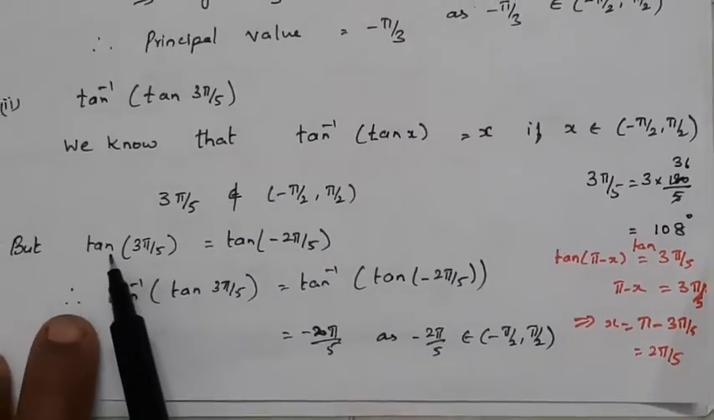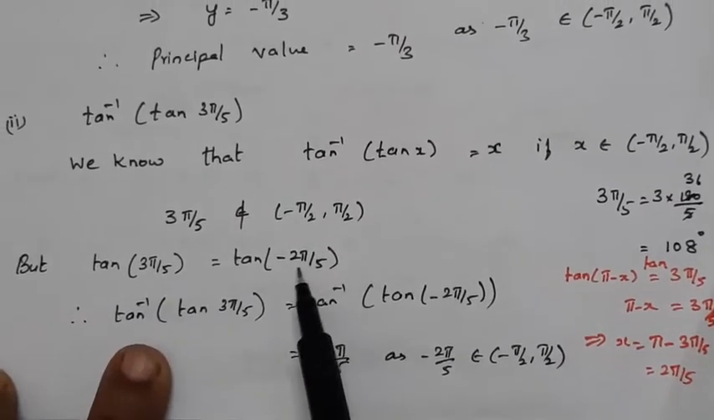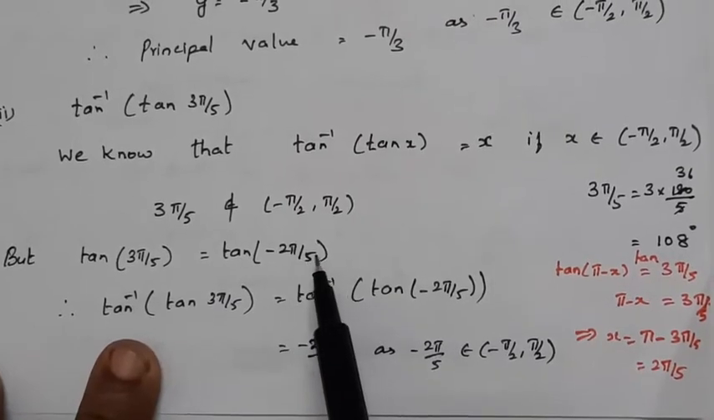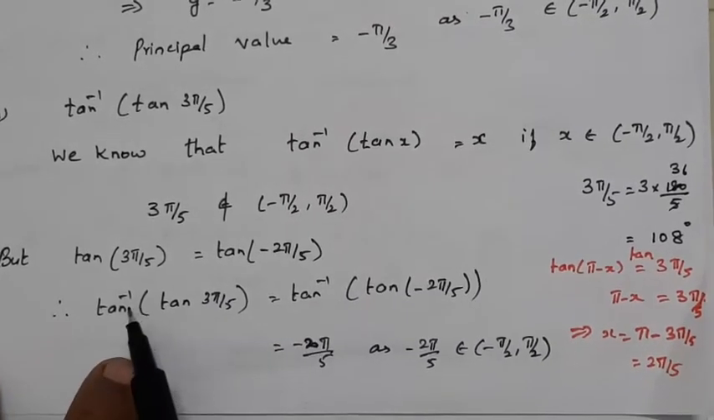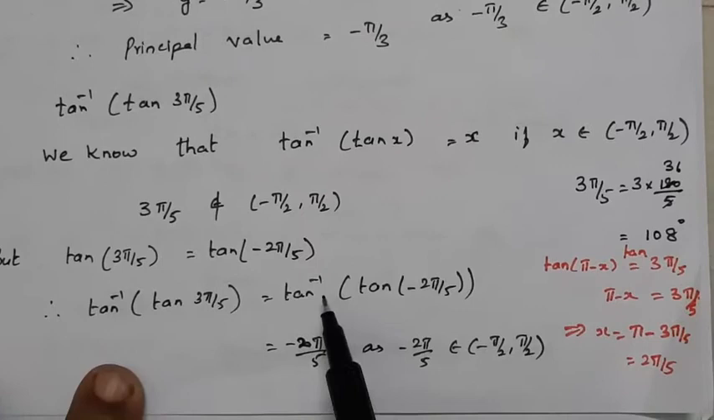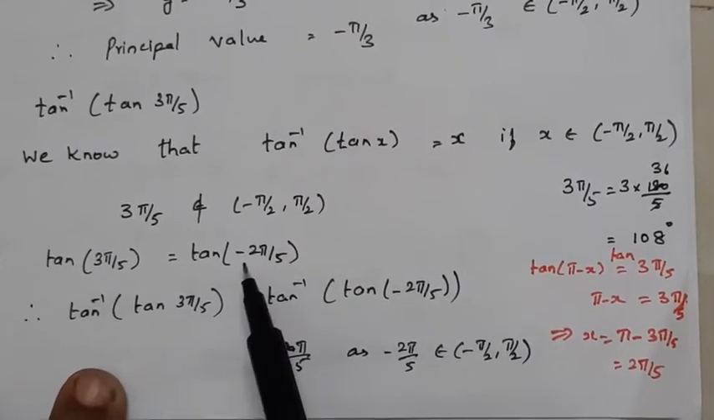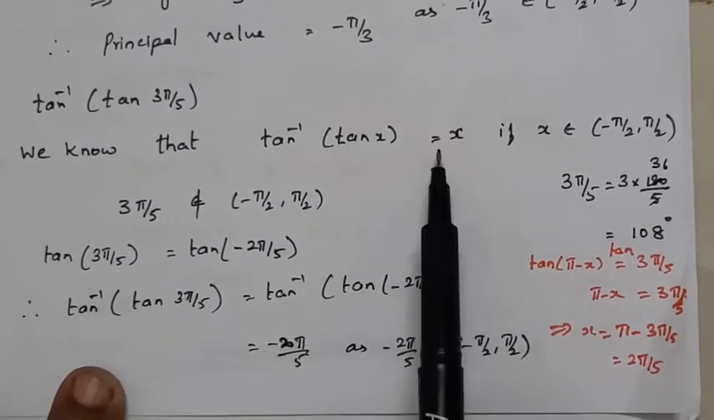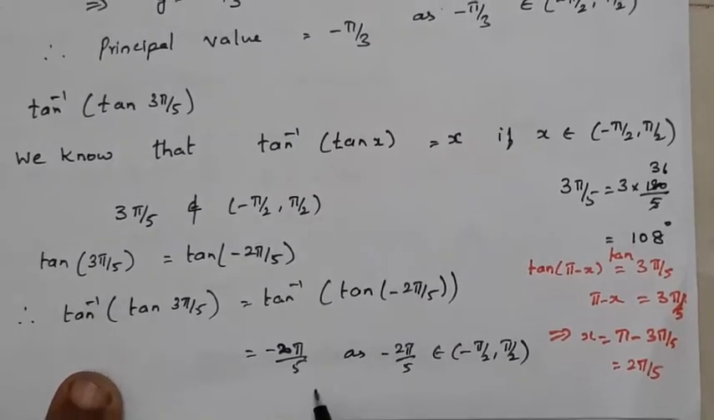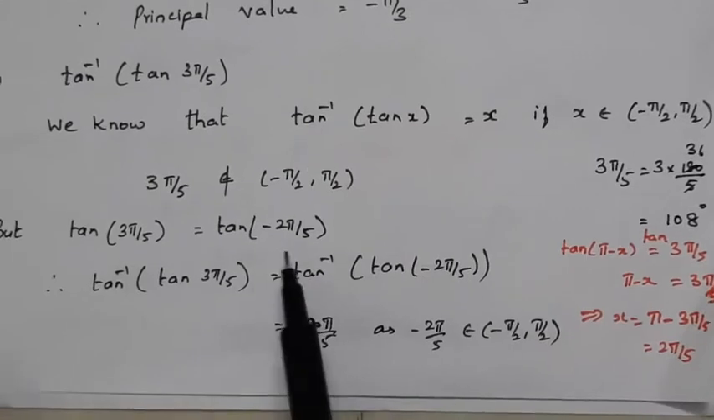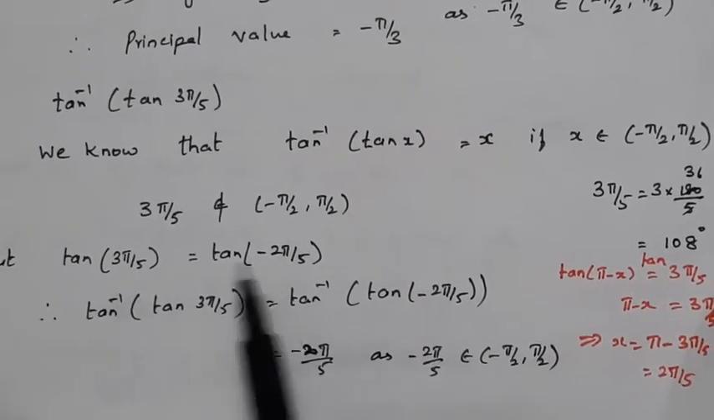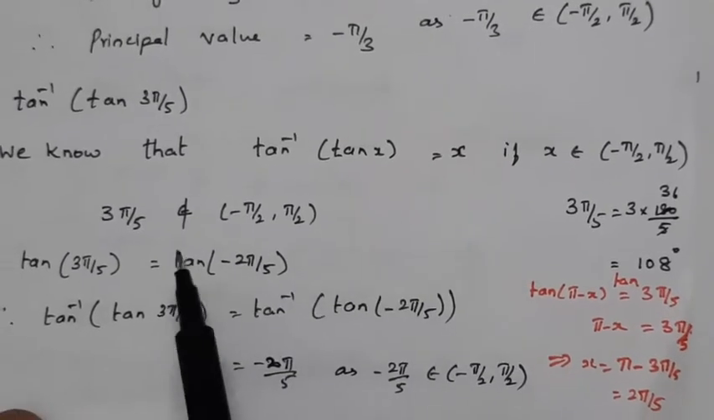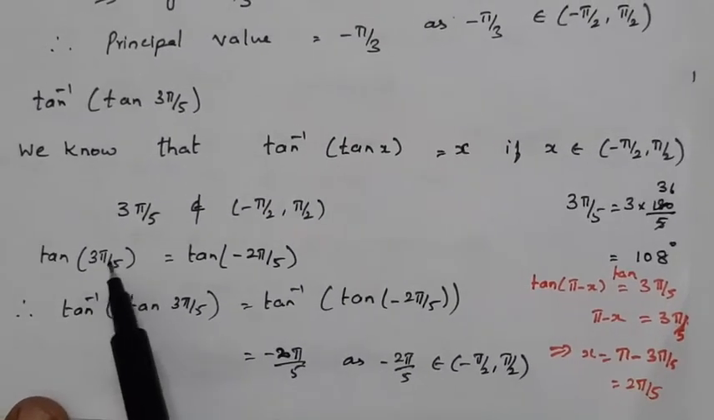So tan 3 pi by 5 can also be equal to tan of minus 2 pi by 5, where minus 2 pi by 5 belongs to the fourth quadrant, and hence tan inverse of tan 3 pi by 5 is equal to tan inverse of tan of minus 2 pi by 5, and as it belongs to the fourth quadrant, using this property it will be equal to minus 2 pi by 5. Okay, but how do you obtain that tan 3 pi by 5 and tan of minus 2 pi by 5 are equal? So how to find this value which is equivalent to this, right?